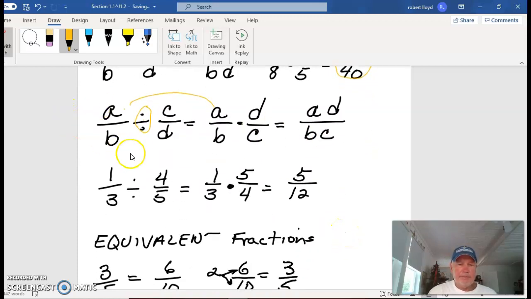Example of that is 1/3 divided by 4/5. So again, the first fraction stays the same. Division goes to multiplication. And the second fraction becomes inverted, or the reciprocal, or replace the denominator with the numerator in reverse. So 1 times 5 is 5, and 3 times 4 is 12.